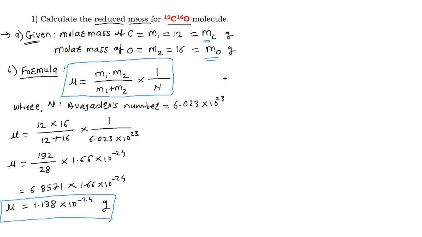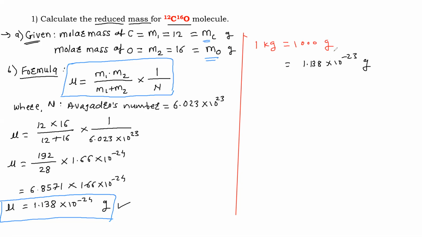If the answer is to be written in terms of kg, we just write down the standard equation: 1 kilogram is equal to 1000 gram. Our answer is here in gram, so we have to convert gram into kg. It is very simple. Just write down like this, it is just for your understanding: 1.138 into 10 raised to minus 23 gram. On the right hand side, the unit is the same, gram.